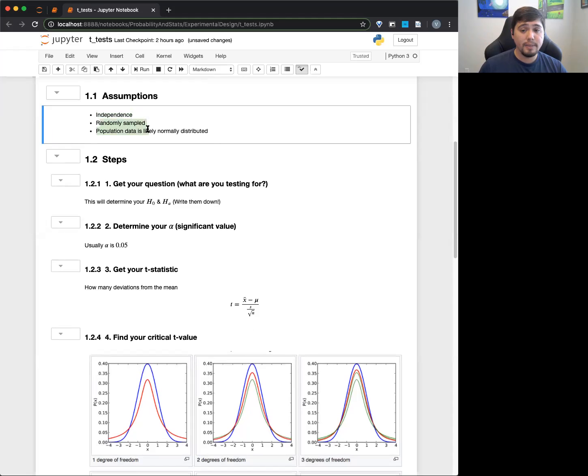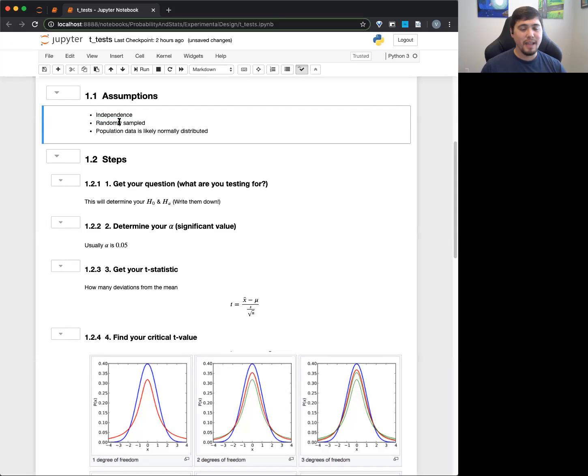Okay. Randomly sampled, again, that falls a little bit with independence. And then population data is likely normally distributed. Again, these are assumptions that we say are nice to have, but it's probably close enough, and we proceed forward. In fact, you probably will never see people even talk about these things, unless you're a statistician PhD where you really care about it. But data scientists are a little pragmatic and say, hey, if it works, it works.